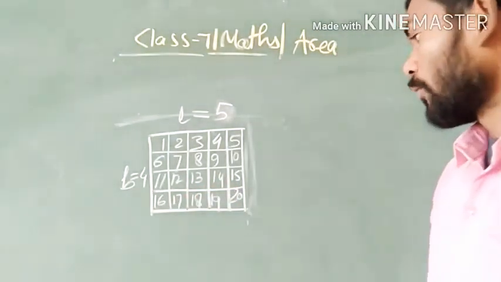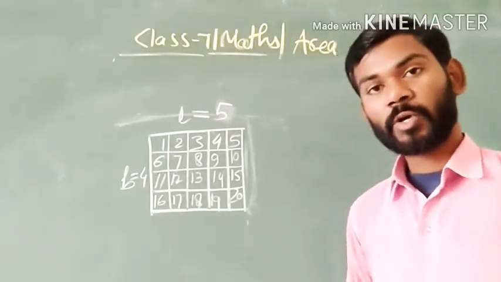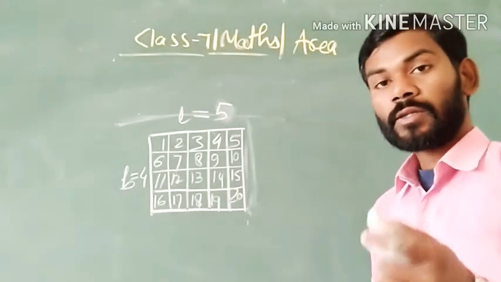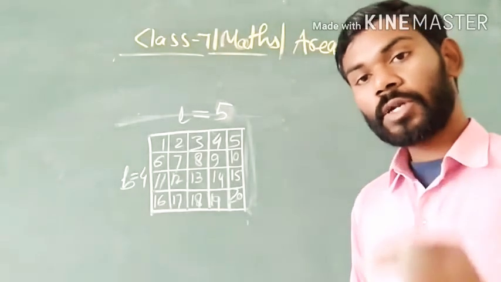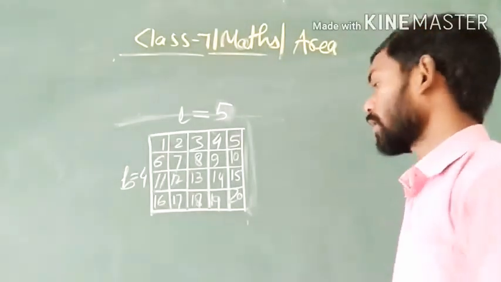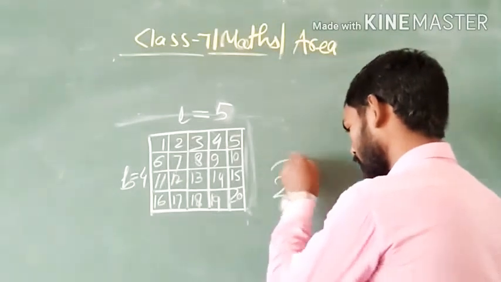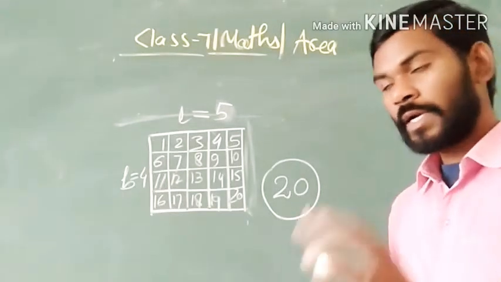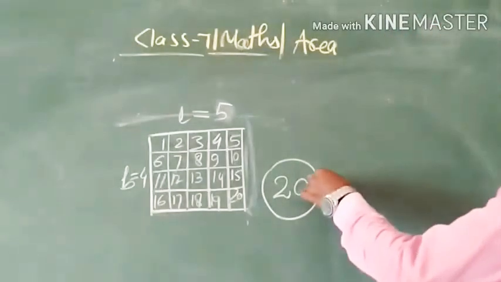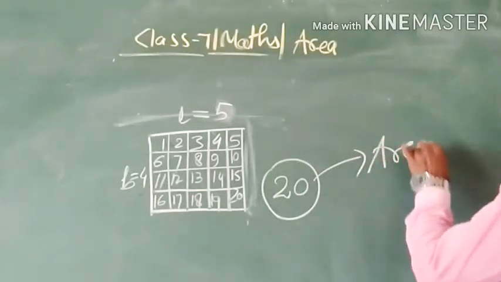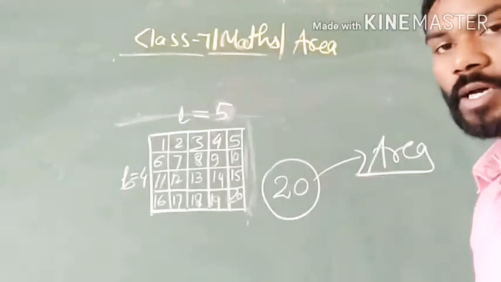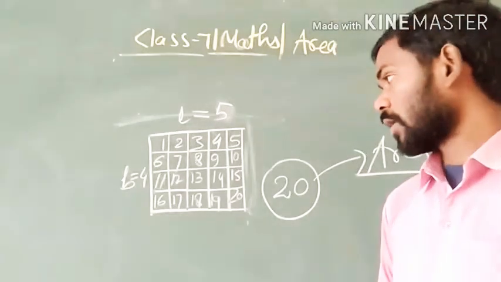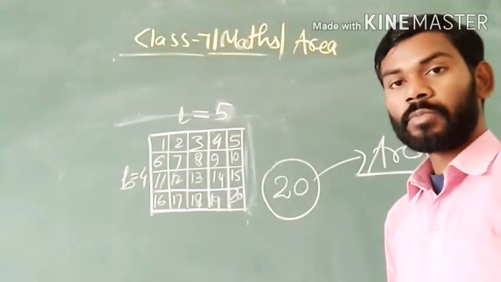So here when we count these small squares, we observe that the total number of squares is 20, which shows that 20 is the area of this figure. Okay?